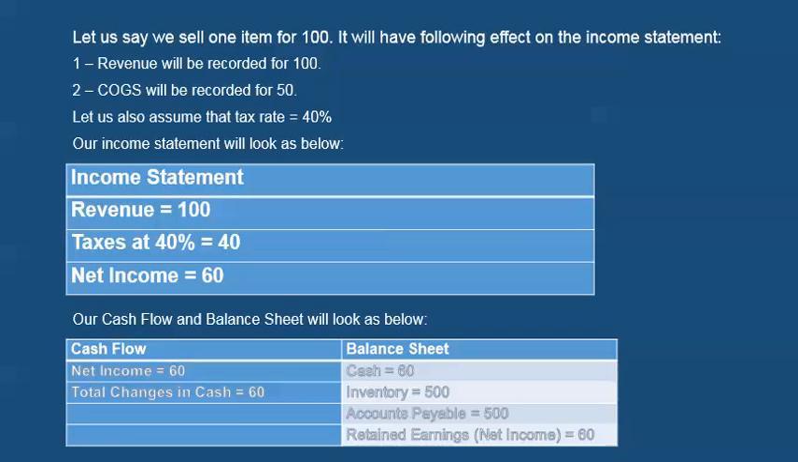Our cash flow and balance sheet will look like as below. Net income will be 60, so total change in cash is 60. On the balance sheet side, we have cash equals 60. Inventory is 500. Accounts payable is 500. And our retained earnings equal 60.